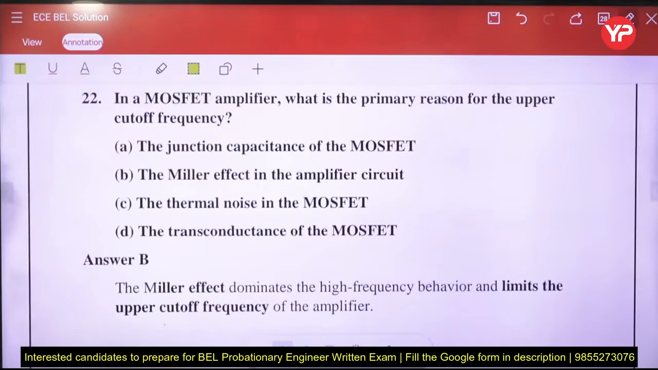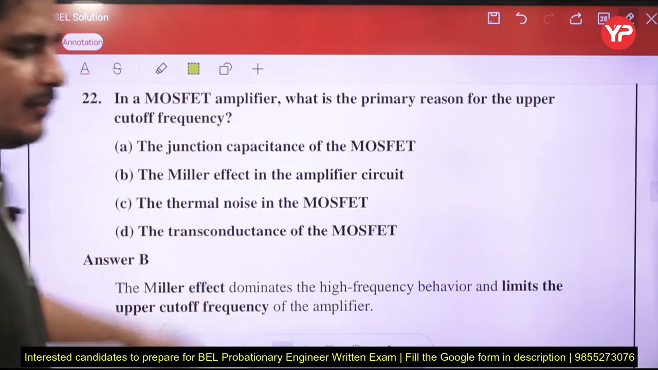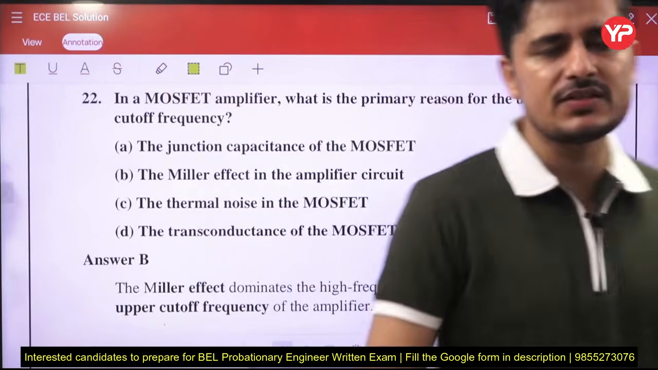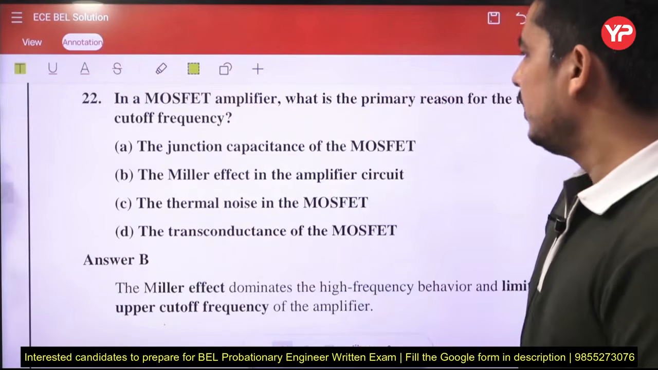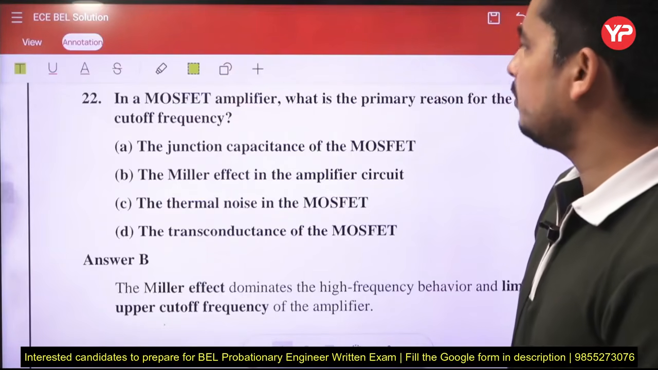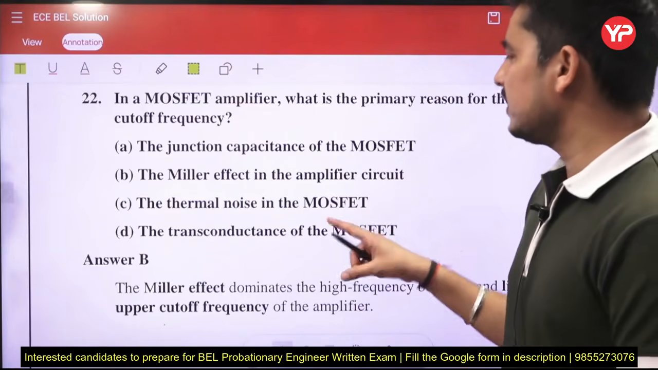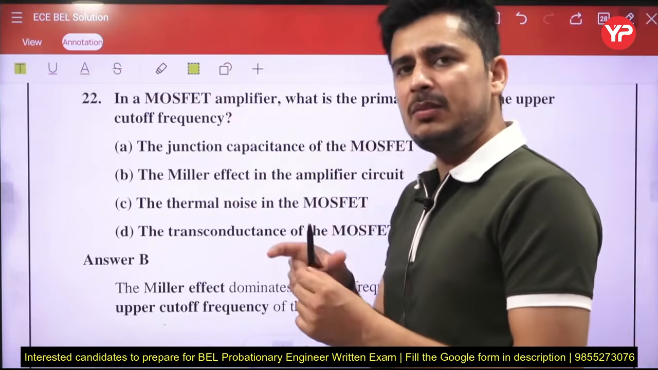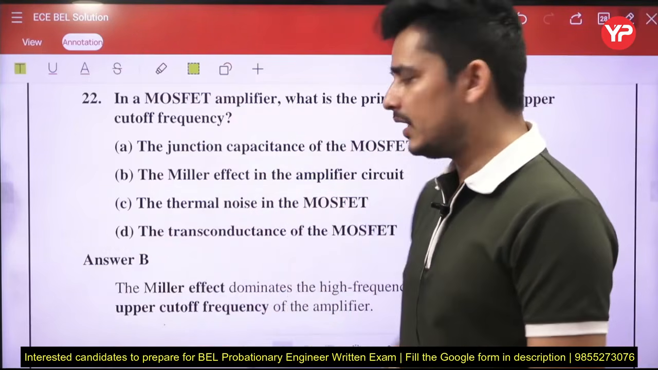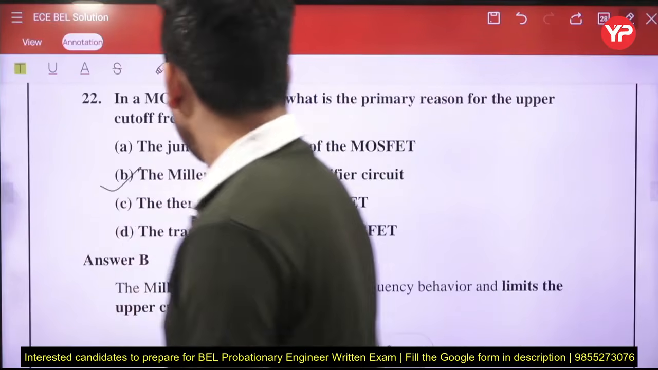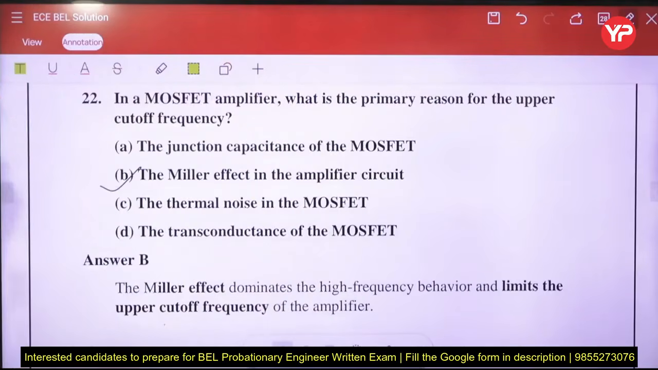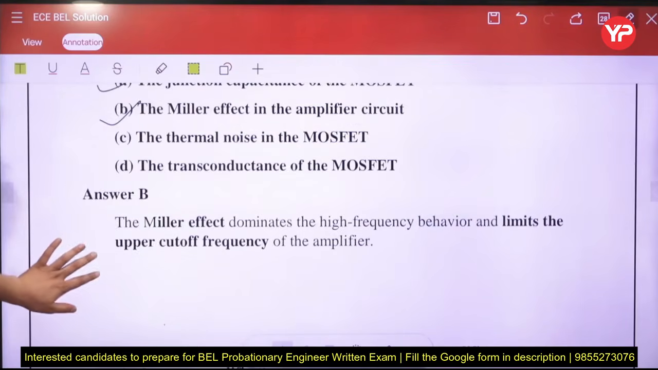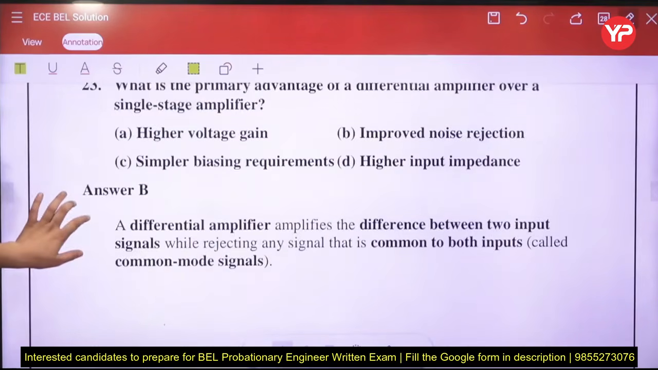Next, in the MOSFET amplifier, what is the primary reason for the upper cutoff frequency? See, that's the same thing. At upper cutoff frequency, we consider the junction capacitance of the MOSFETs, and the other thing is the Miller effect in the amplifier. Whenever you have a capacitance, it will be Millerized and it will go to a lower frequency at high frequency. So the answer should be the Miller effect in the amplifier, but the junction capacitance of the MOSFET may also be an answer. Both answers are correct, right? But the Miller effect is dominating, so the answer should be B.